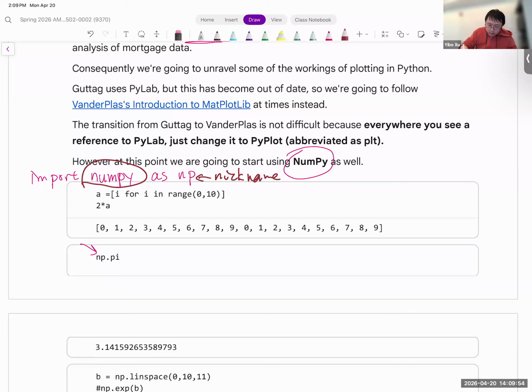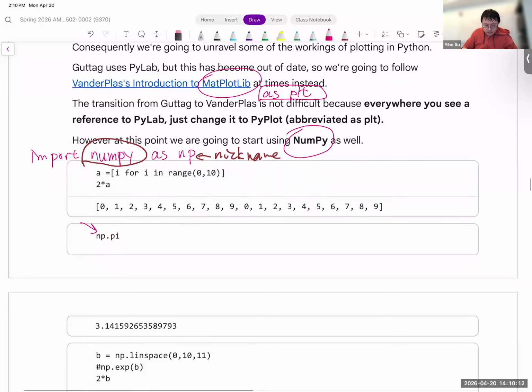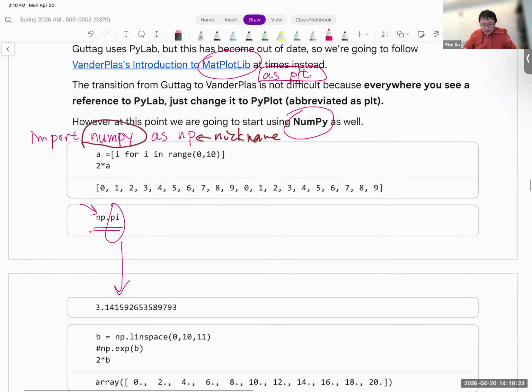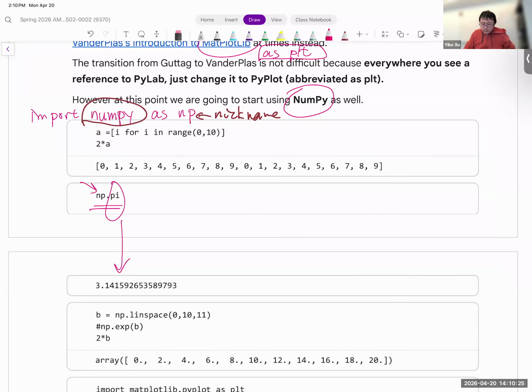And similarly for Matplotlib, it's usually imported as just plt, so that is a little bit less typing that you need to do to call the class. Okay. So now it's going to be np.pi. So pi is an attribute, which is the number in the NumPy package. Then you will be able to directly utilize that number there.